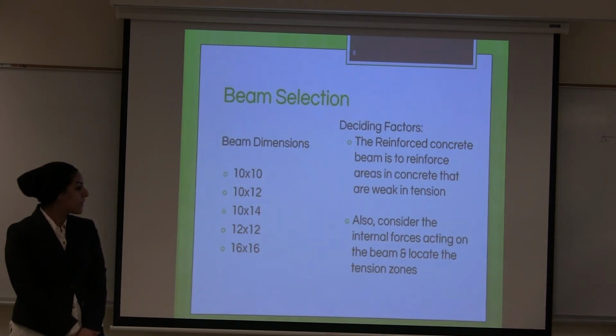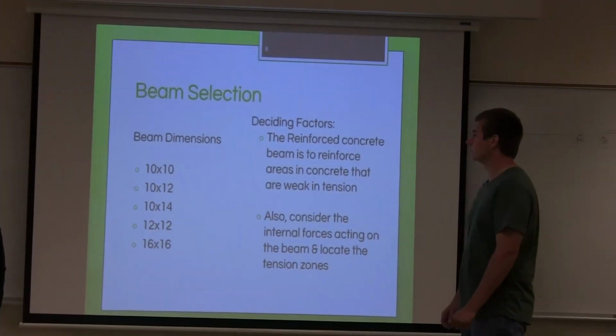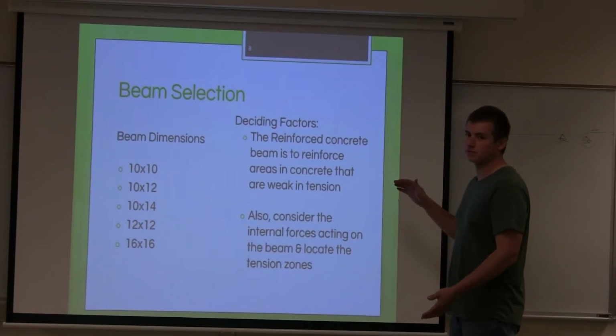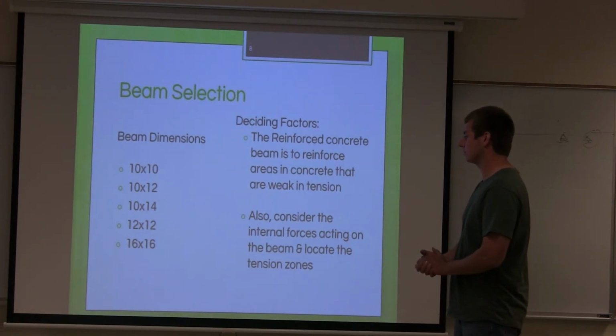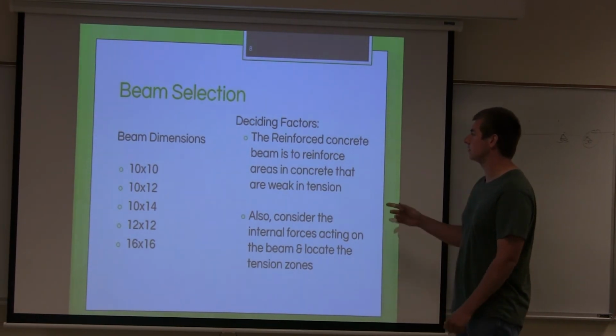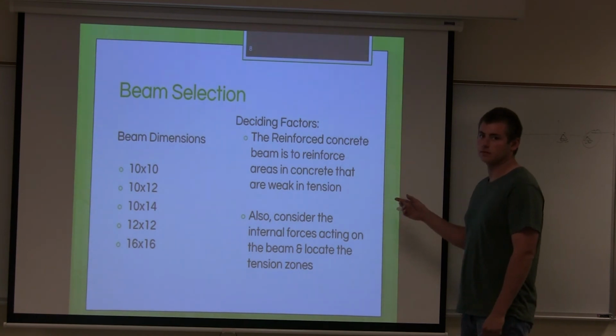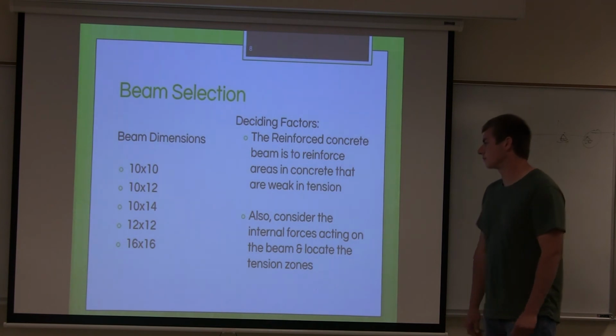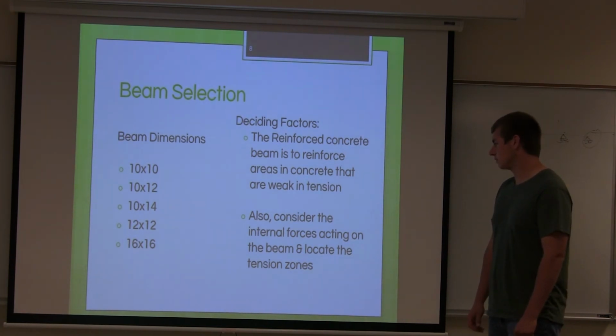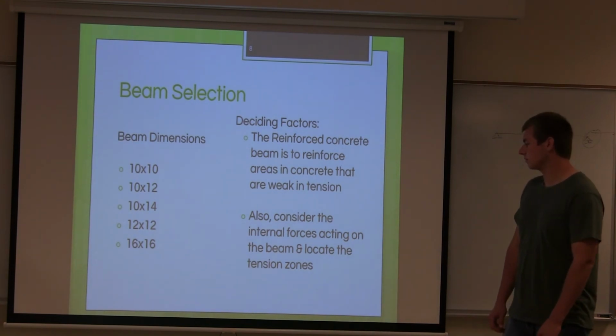All right, for beam selection, ETABS, out of the 20 beams that we made for it, selected 10 by 10, 10 by 12, 10 by 14, 12 by 12, and 16 by 16 beams. For ETABS, the deciding factor is the reinforced concrete beam. It's to reinforce areas in concrete that are weak in tension. Also consider the internal forces acting on the beam and locate the tension zone.